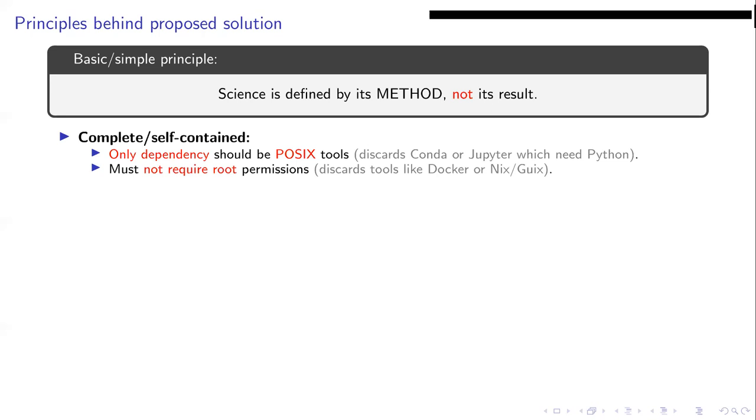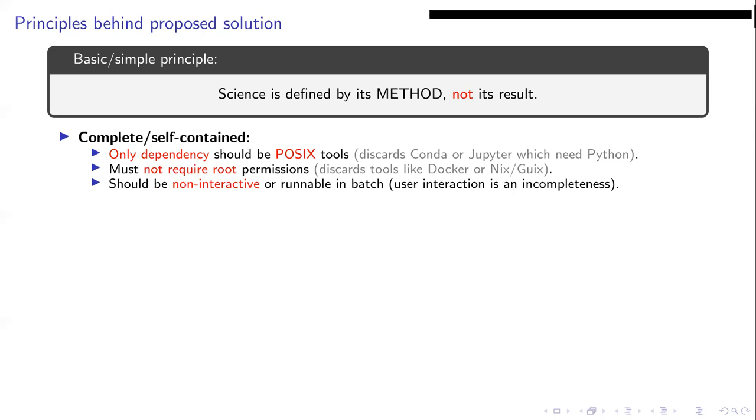But life is hard as a scientist, because we want to use the core. When we submit a job to HPC, we want to extract every CPU cycle. We don't want to waste it on virtual machine overhead or things like that. So it must not require root. It should be non-interactive, so it should be able to run in batch.